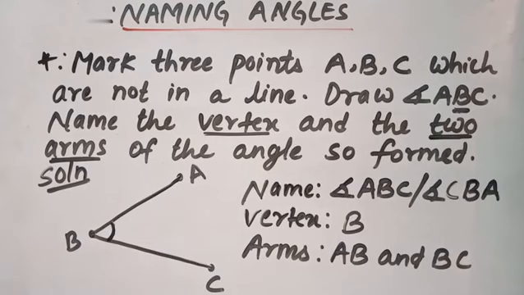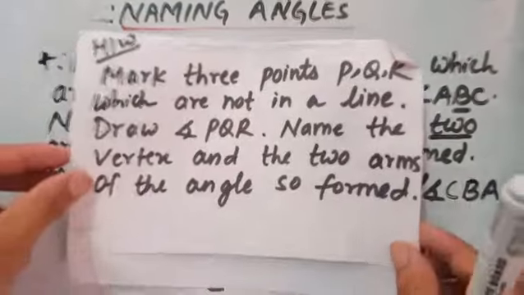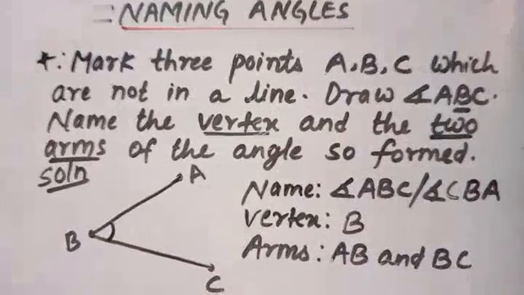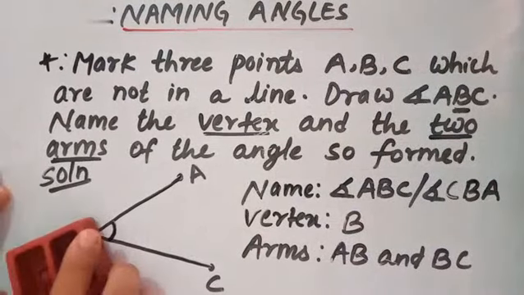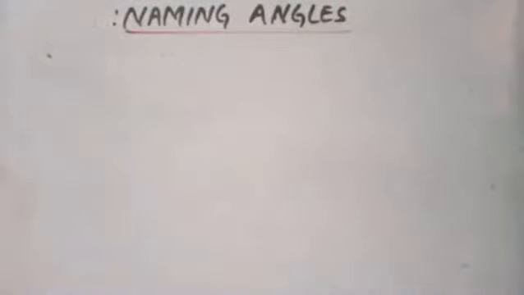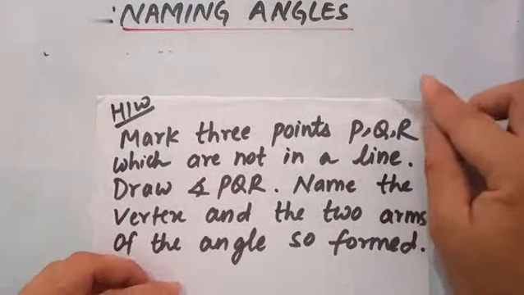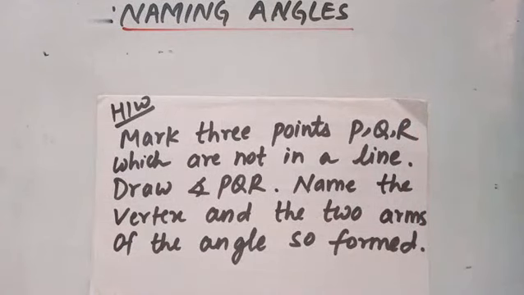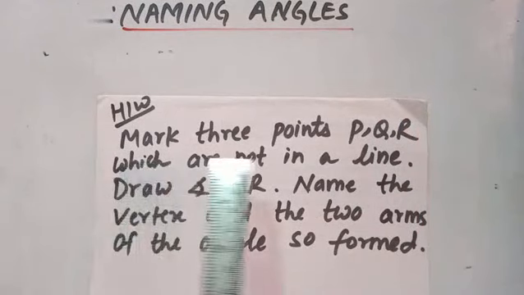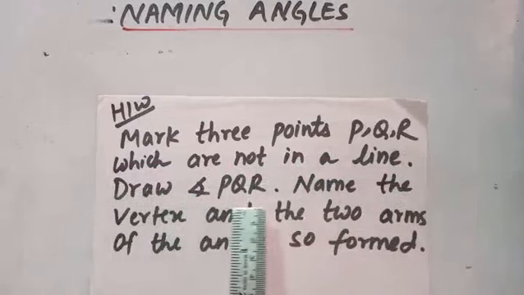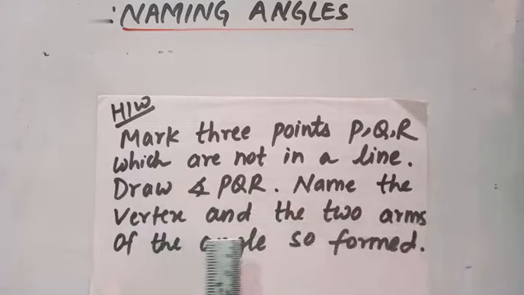So students, let me first omit the questions on the board. So students, here is your question. Mark 3 points PQR which are not in a line. Draw angle PQR. Name the vertex and the two arms of the angle so formed.